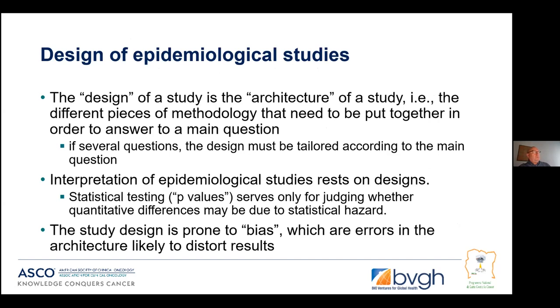So here I come to the most important thing in epidemiological studies: designs. Design means the architecture of a study, the different pieces of methodology that need to be put together in order to answer a main question. So you have to decide what the sample is, which patients I need to select, where the patients are, exactly how to define the disease, how I'm going to measure the exposure, or how I'm going to assess the outcome. All these are the different parts you will need to address when writing a protocol for a study.